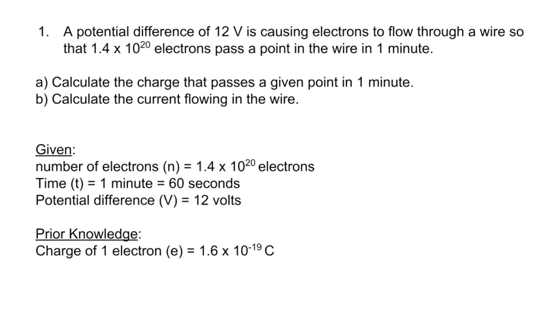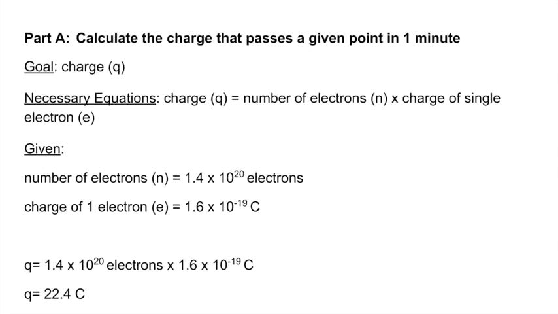All right. So the first part, the goal is to find the charge, and the necessary equation is the charge equation, of course. So the givens are right there that you're going to need. So you really just have to plug and chug at this point. This one isn't very complicated. It's pretty self-explanatory. So there you go. Q equals 1.4 times 10 to the 20th electrons times the charge of 1 electron in order to get the charge of everything, which is 22.4 coulombs.